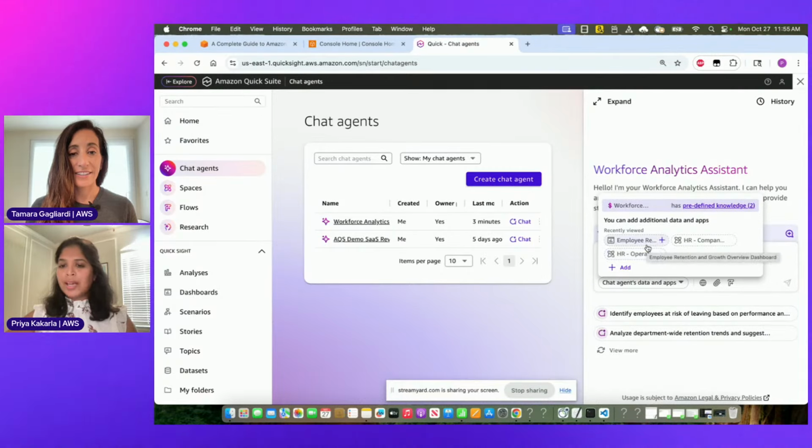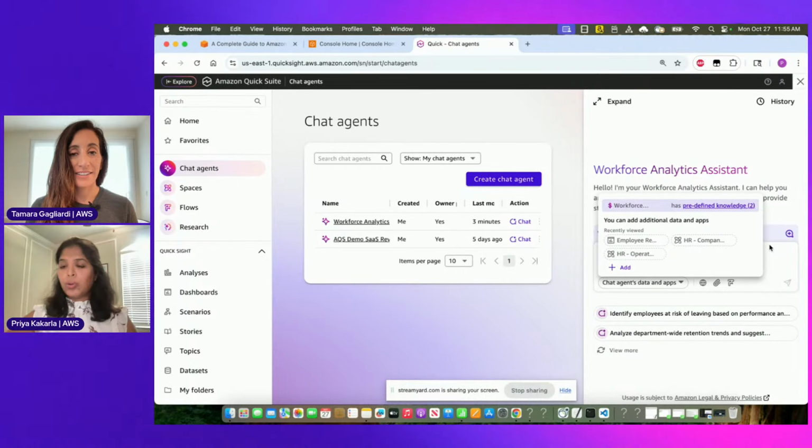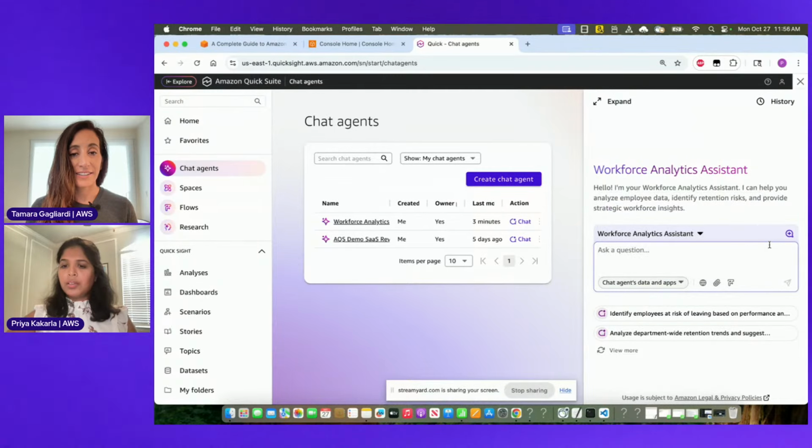So the space has a dashboard that I created, and also a couple of PDF files that I am interested in understanding for this chat agent to answer me when it is answering the questions, right? All this information. And let me ask a quick question to the chat agent, Tamra.